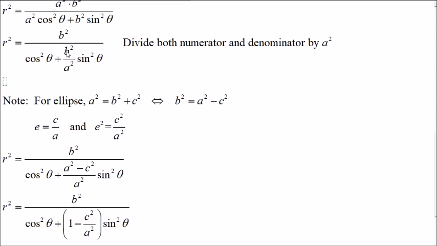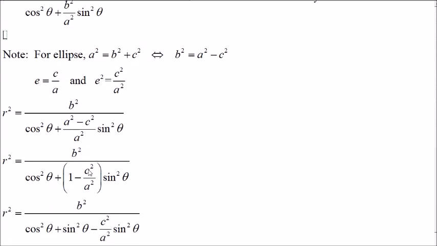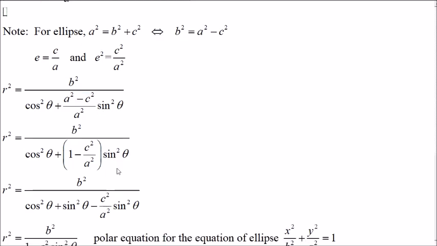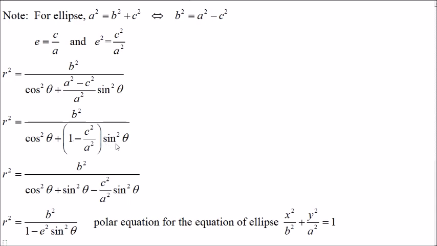So in the place of b squared, we have a squared minus c squared. a squared divided by a squared is 1. And then minus c squared divided by a squared times sine squared. 1 times sine squared is just sine squared. And then minus c squared over a squared times sine squared is minus c squared over a squared times sine squared.